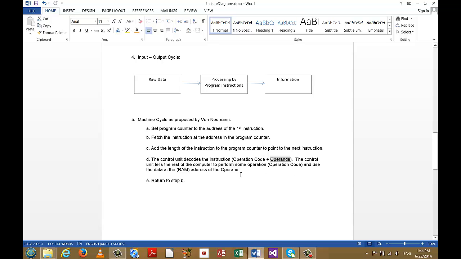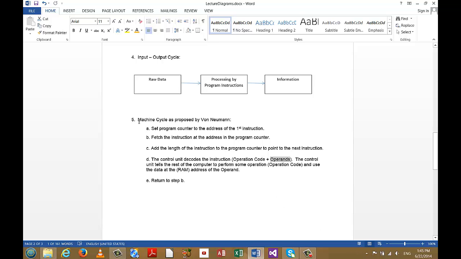the current instruction will be executed, and so control passes back to step B, not step A as I had originally put it, but back to step B, where the instruction at the address of the program counter is fetched and put into the instruction register, and then this whole thing goes through over and over again until the last instruction of the program is executed.